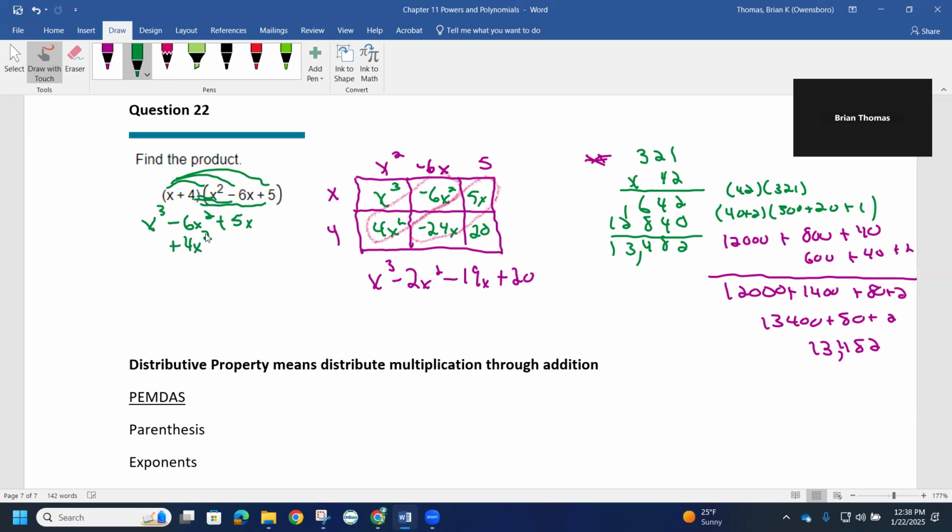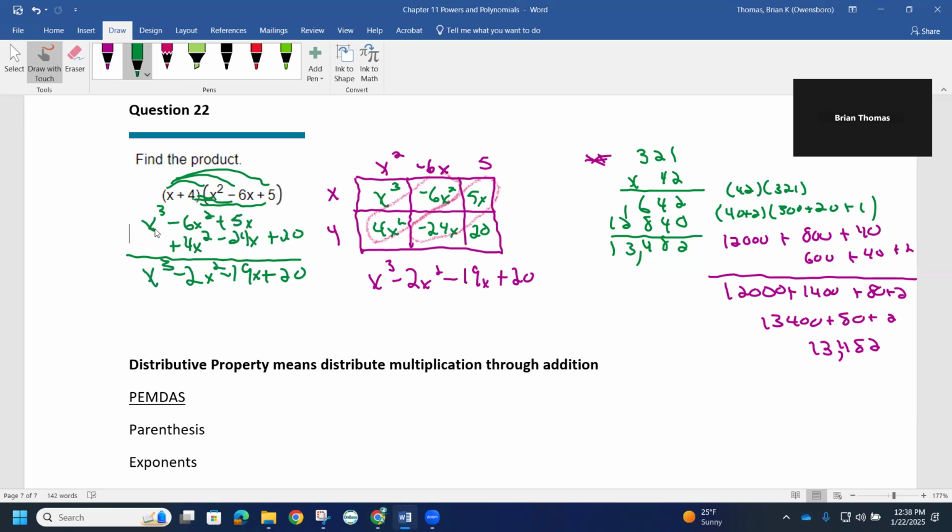And notice where I put it. I put it up underneath its like term. 4 times negative 6x is going to be a minus 24x, so it goes here, and 4 times 5 would be a 20. So you can also do it without the box and just bring down the 20. It's going to be a positive. That's going to be a negative 19x. And then this is going to be a minus 2x squared. And then this is going to be x cubed.